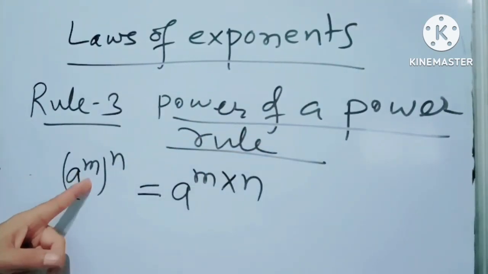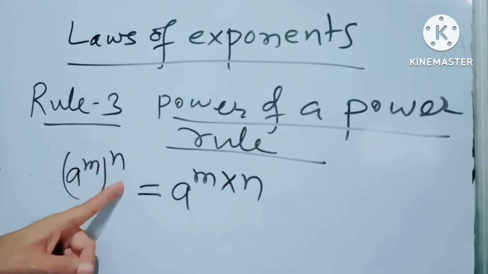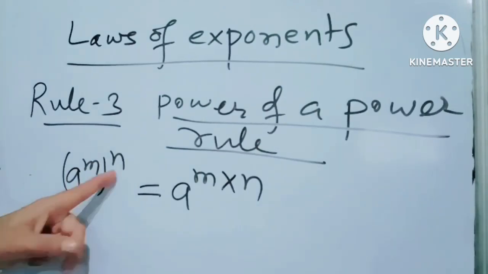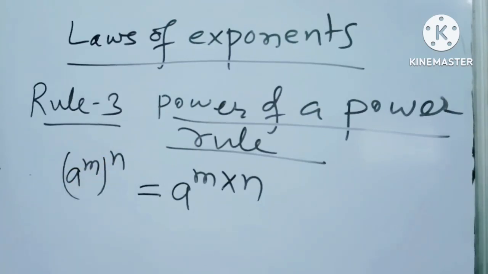Here one power is given inside and the next power is given after the bracket. Outside of the bracket, what is given there? One more power is given there. It is n.